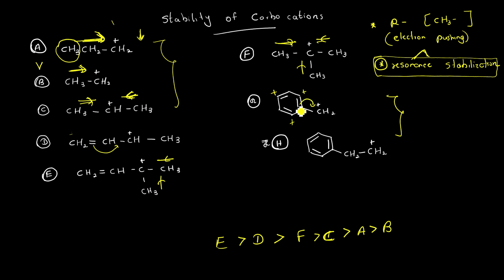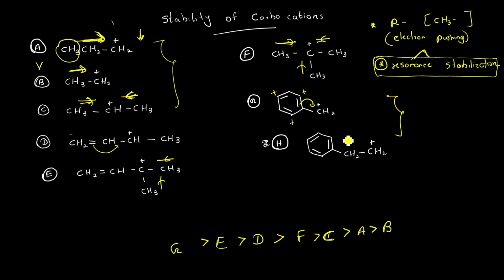With the benzene in it, it is much more stabilized because the benzene ring has higher electron density. So this positive charge can easily be neutralized by this benzene. So this carbocation is much more stabilized than every other which we have talked about. So I will put this G above everything else. Now we have the last one, H.